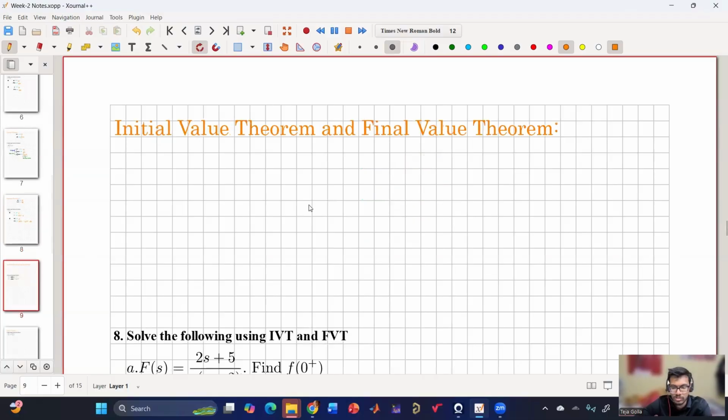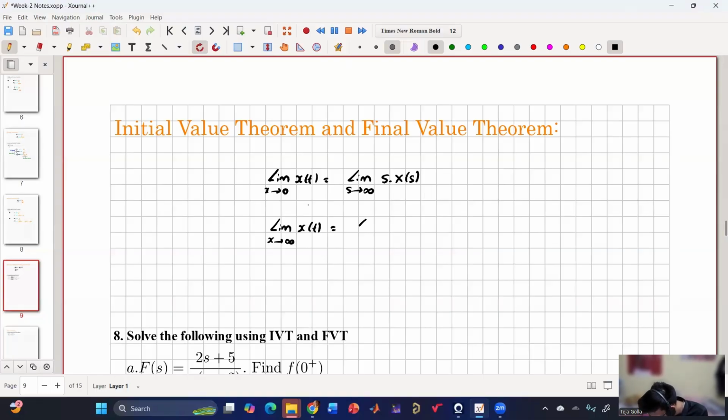So now coming to the initial value theorem as well as the final value theorem. These are two theorems that we can use to calculate the initial value of the function or the final value. Both are very simple. Limit t tending to 0 of x of t is limit s tending to infinity of s into x of s, and limit t tending to infinity of x of t is limit s tending to 0 of s into x of s. So only the limits will change.